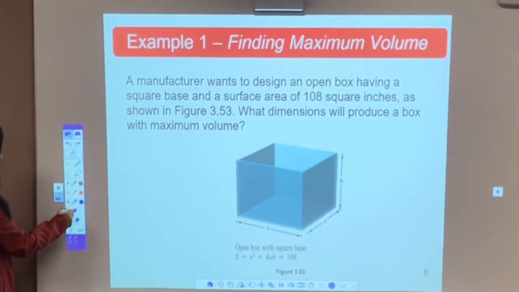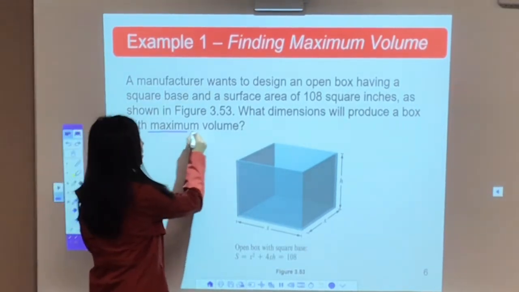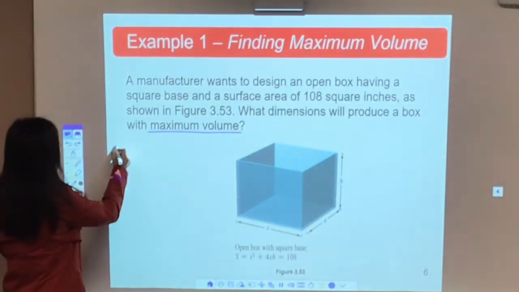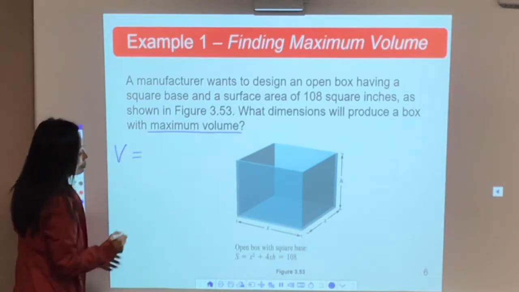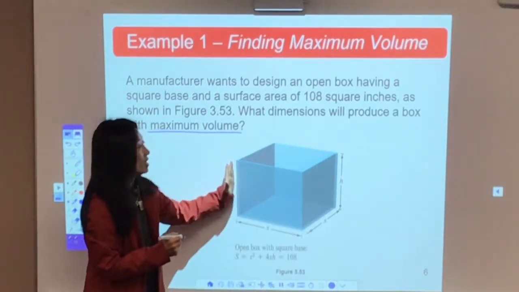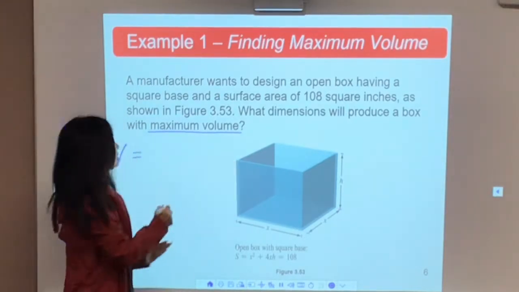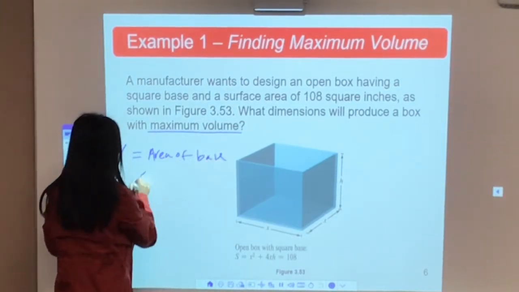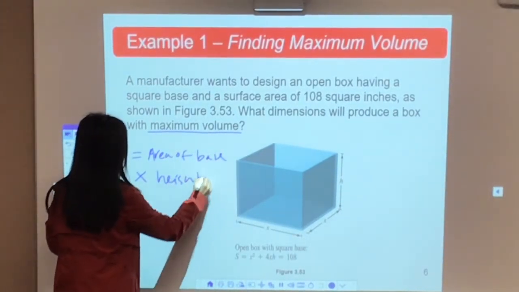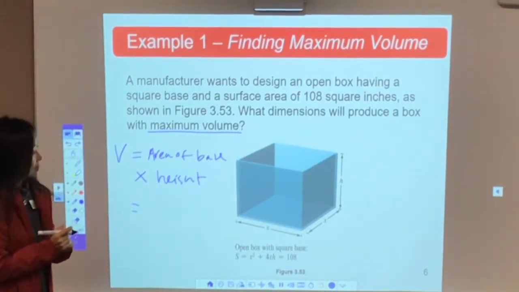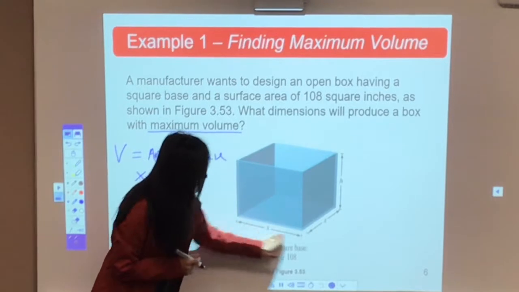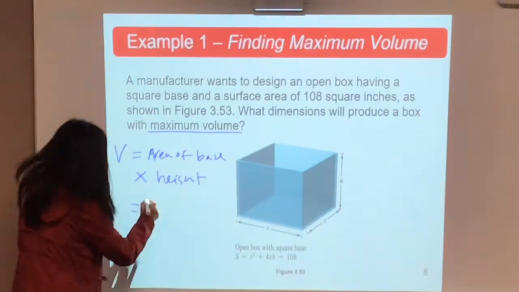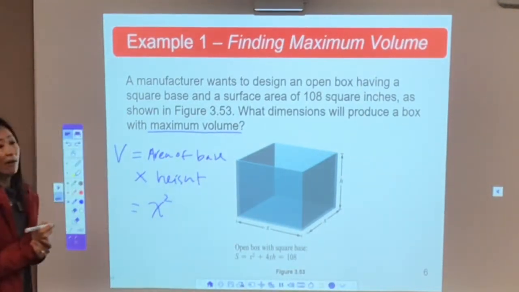So first things first, you've got to figure out what they want. Maximum volume. Are you with me, class? So how do you find your volume? Volume is equal to the area of the base times the height. So what's my area of the base? X times x. Is everybody with me? So x squared is my area of the base.